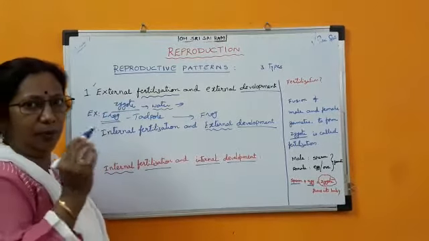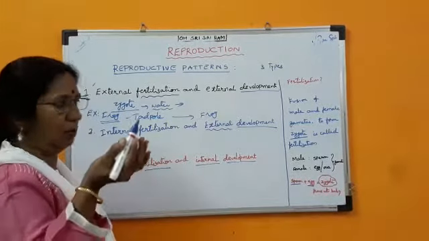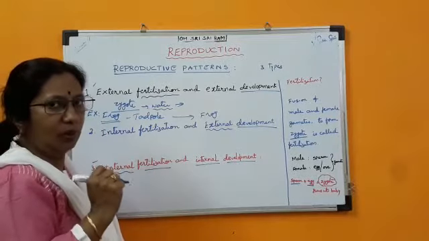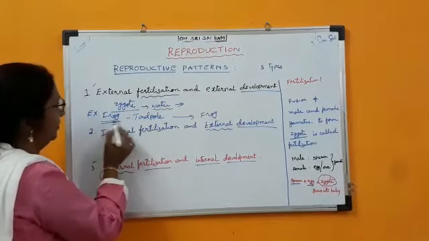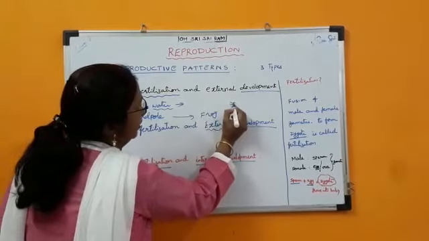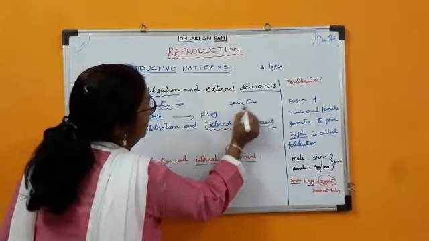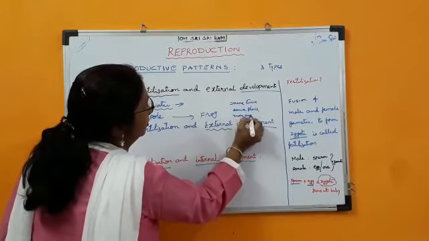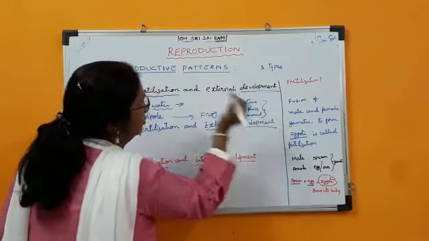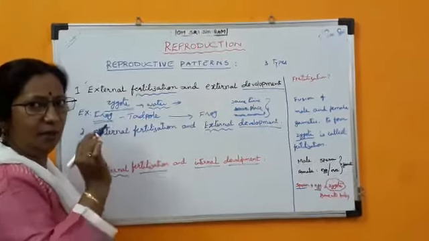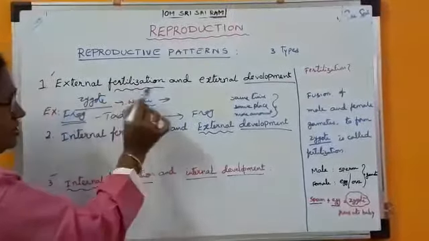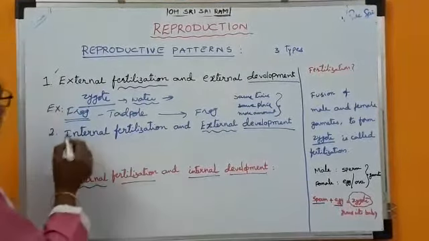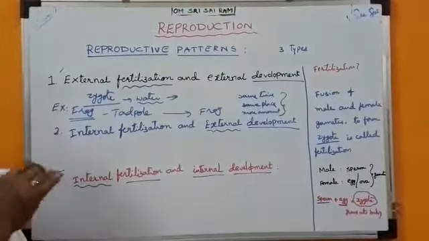Now here is one point. To fulfill external fertilization and external development, conditions are required. What are they? Both male and female must be at the same time and at the same place, and they have to produce a large amount of gametes. If these three things are fulfilled, then only external fertilization and external development take place. The example is the frog.